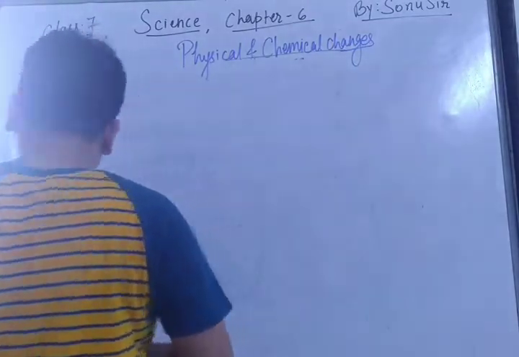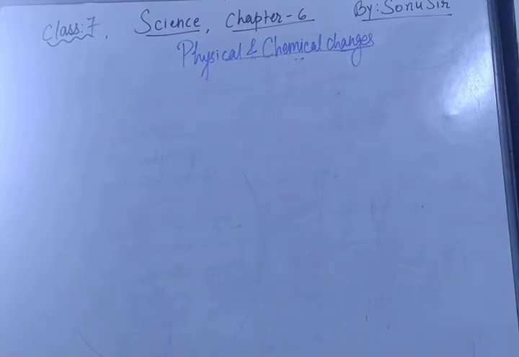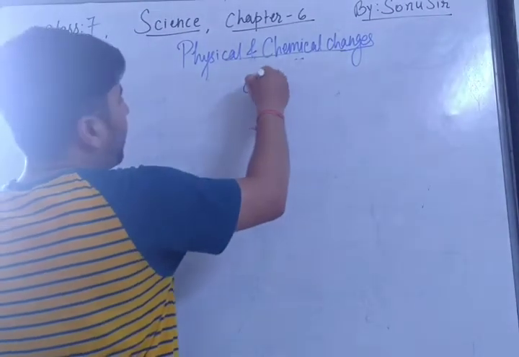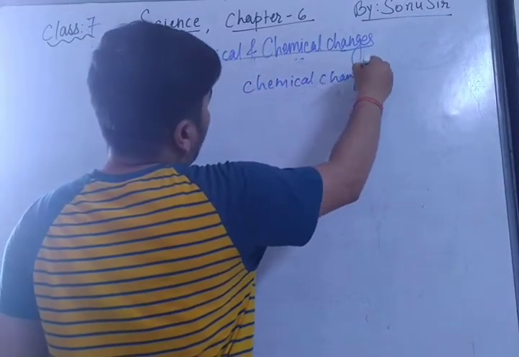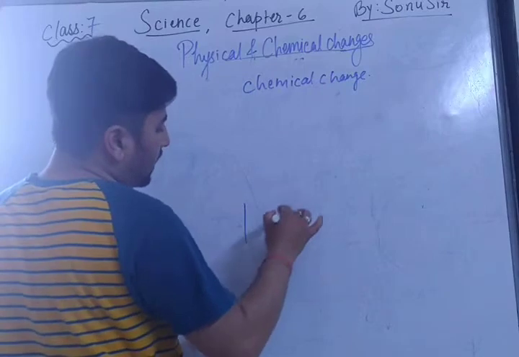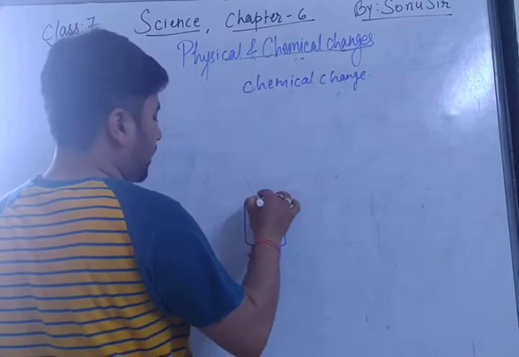I am going to give you one chemical reaction. Chemical changes, especially a change in which a new substance is formed. Our topic is chemical change. See what we have to do? We have to take copper sulfate crystal. We have to take one beaker. This is our beaker. Got it?